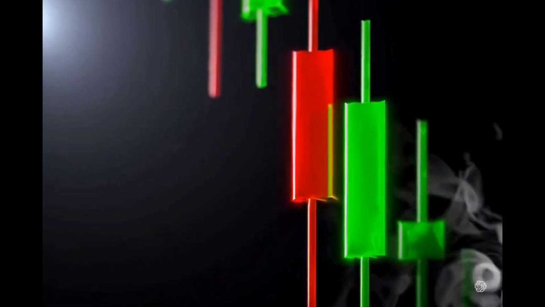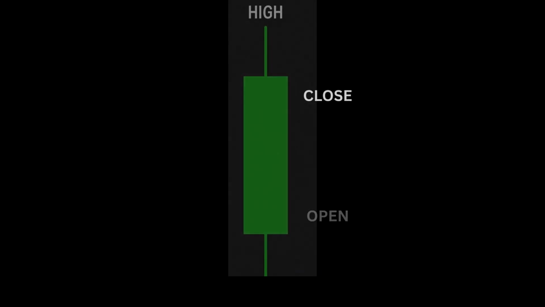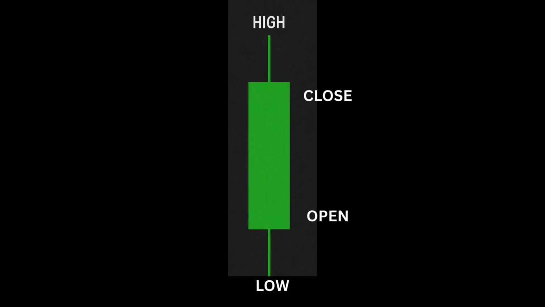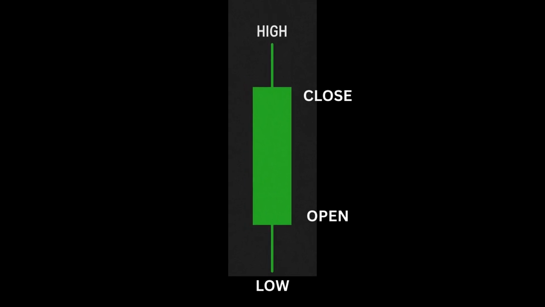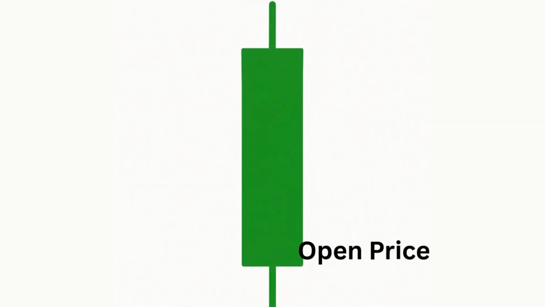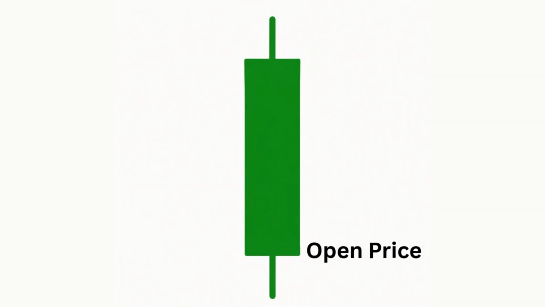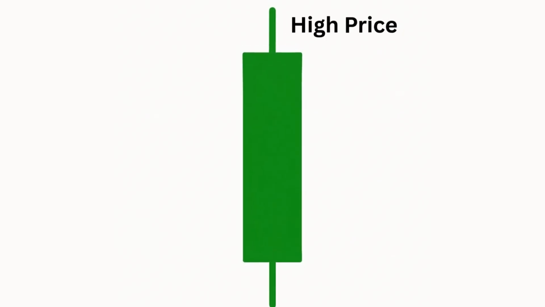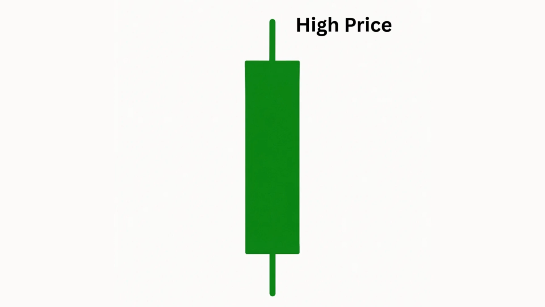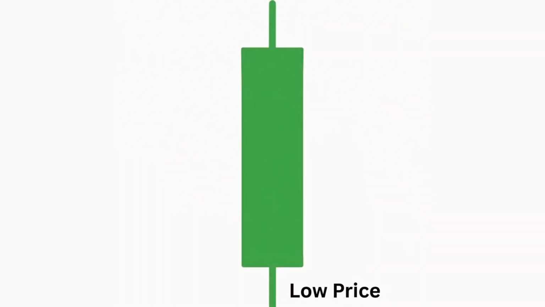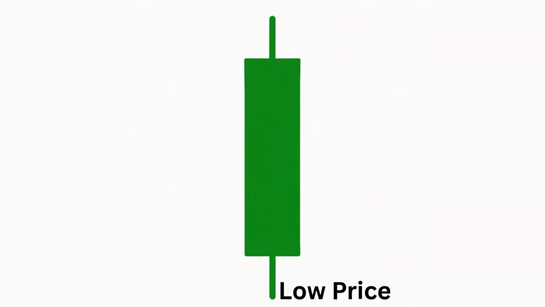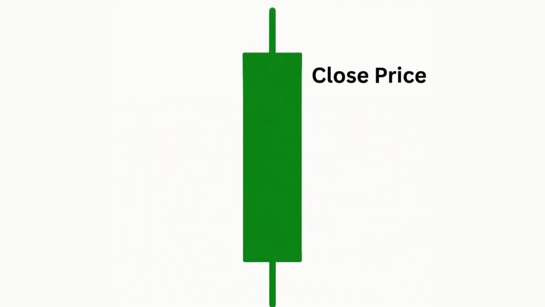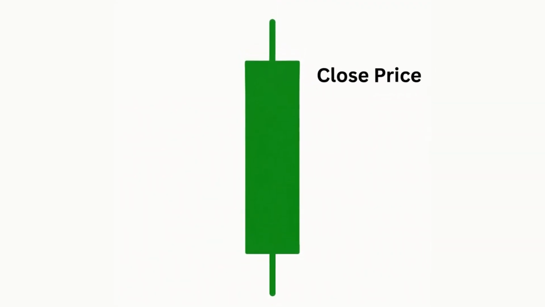Now, let's talk about the building blocks of price charts. OHLC: Open, High, Low, and Close. Open price: the very first trade of the day. High price: the maximum price the stock hit during the day. Low price: the minimum price the stock touched. Close price: the last traded price when the market shuts.